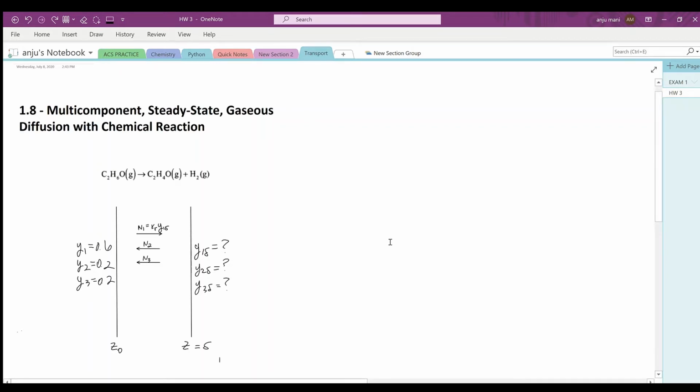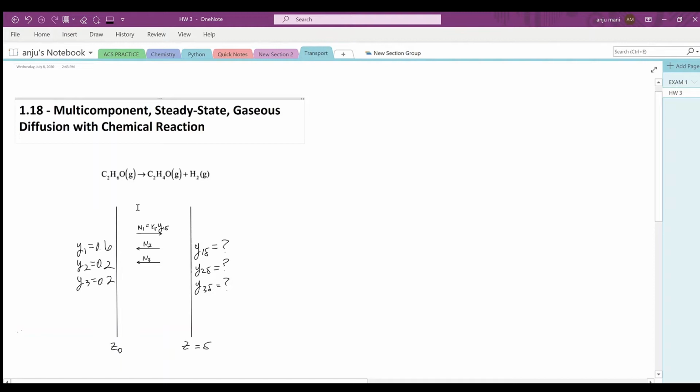Okay, so for this homework problem, we're looking at example 1.18, which is a multi-component steady-state gaseous diffusion example that has a chemical reaction. This chemical reaction has ethanol that reacts into acetaldehyde and hydrogen gas.